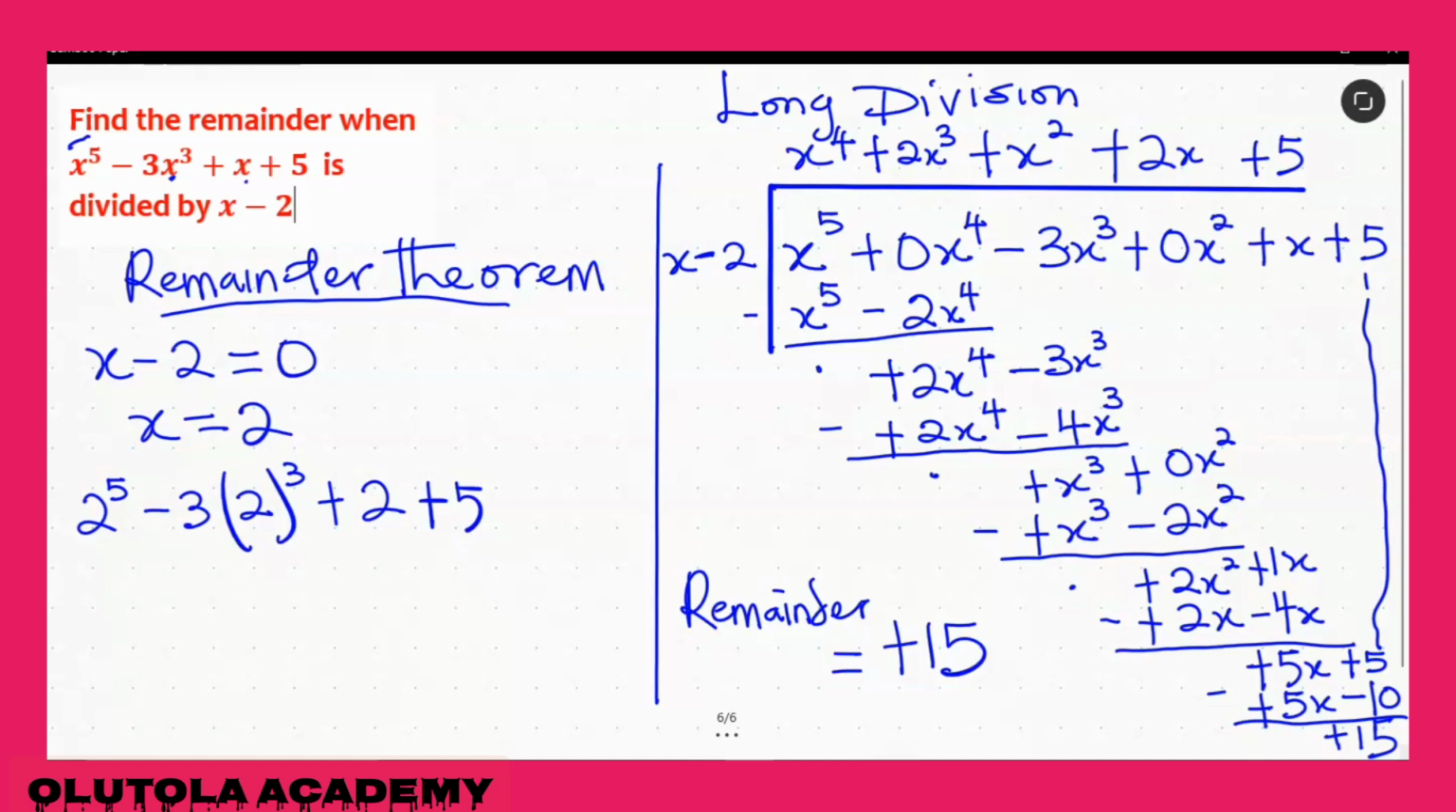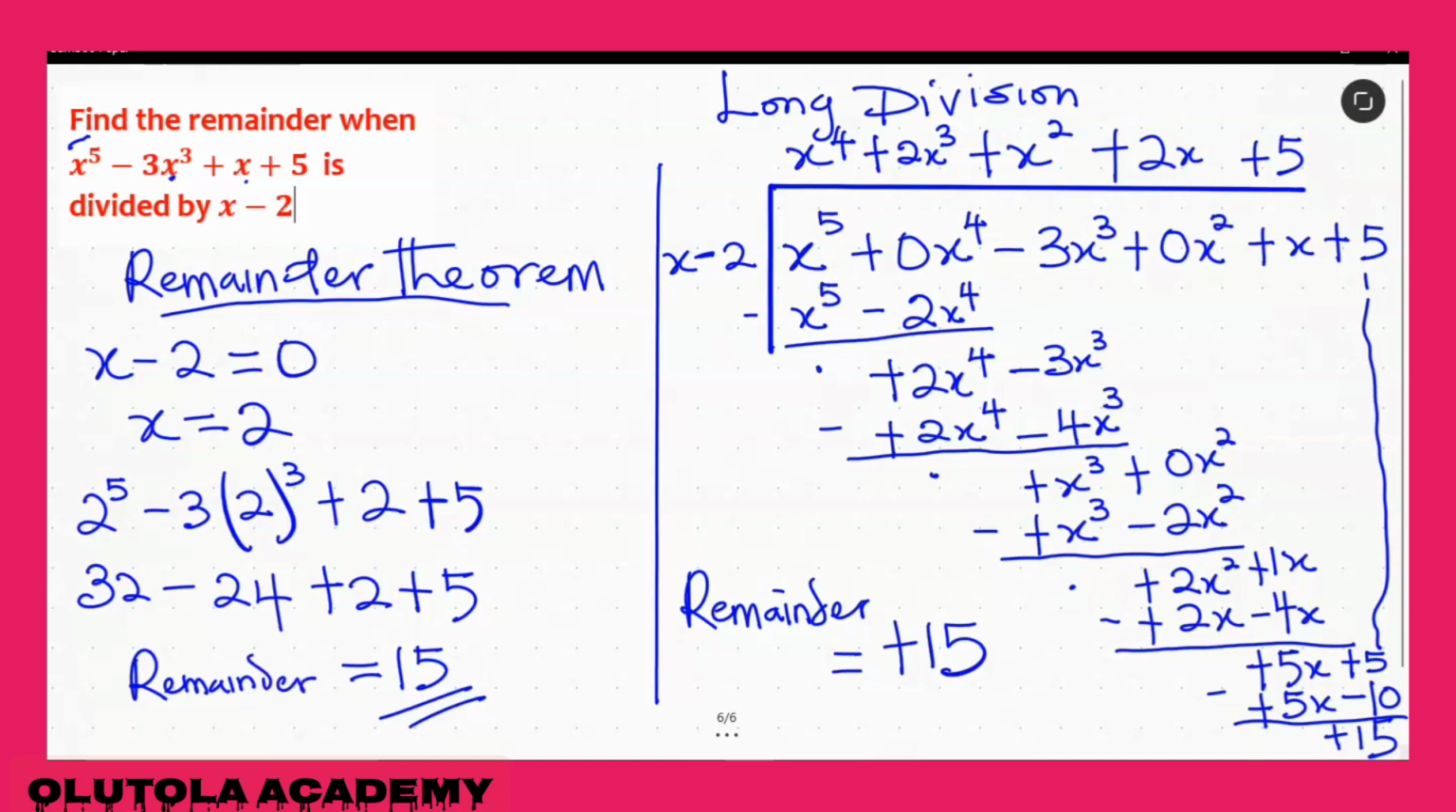So when I do that, I have 2 raised to power 5 to be 32. I have 2 raised to power 3 is 8. 8 times 3 is minus 24 here, and I have plus 2, I have plus 5. So when I do this, I have 32 minus 24, 8, 8 plus 2, 10, 10 plus 5, I have it to be 15. So the remainder here also is 15.